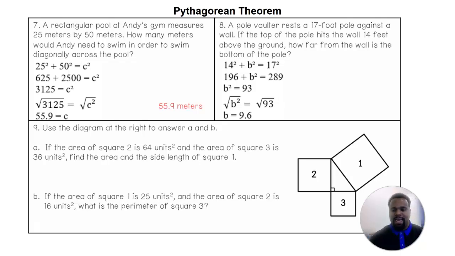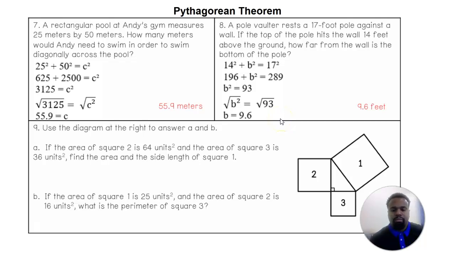Now we've got to find our leg. So 14 squared is 196. 17 squared is 289. We subtract 289 minus 196 gives you 93. And if we do the square root of 93, that gives you approximately 9.6. So the distance from the bottom of the pole to the wall will be approximately 9.6 feet.